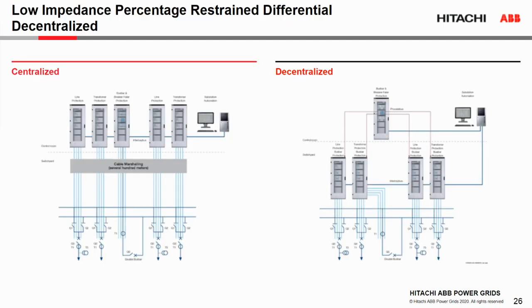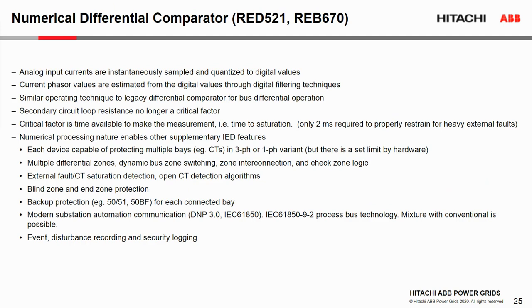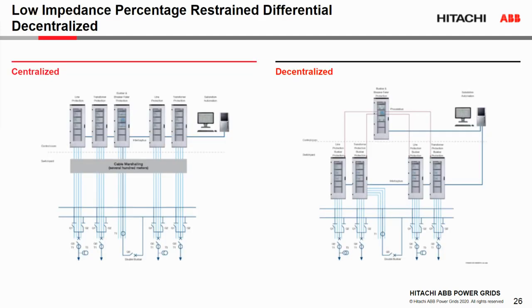In the next couple of slides, we'll cover a little bit of low impedance percentage restraint differential. Previously, what we introduced here is the centralized scheme, right? Centralized means you connect all the current circuits by hardwire directly into the relay's analog module, and then the analog module does the sampling, converting that to digital values and extracting phasors.